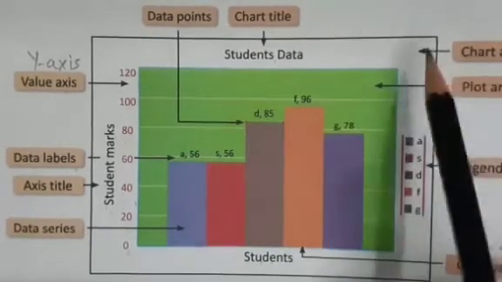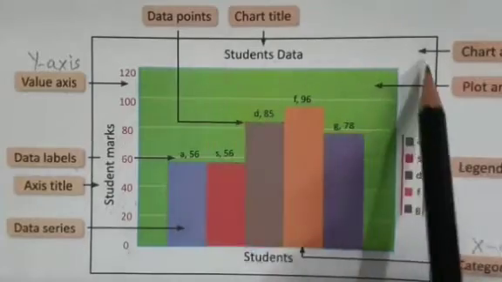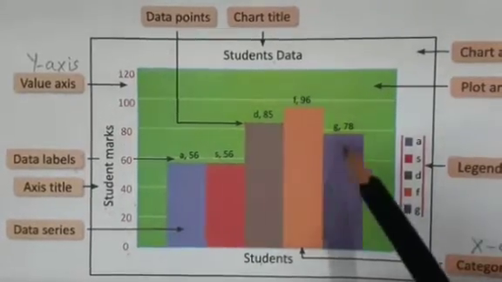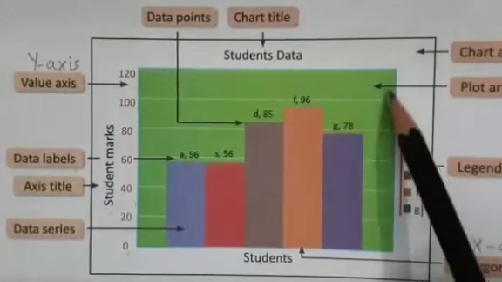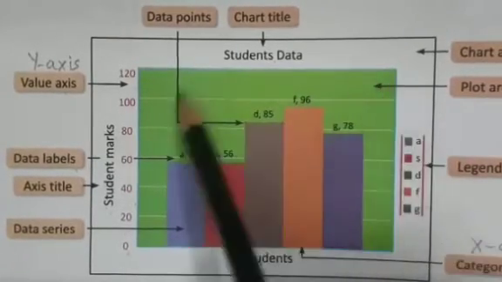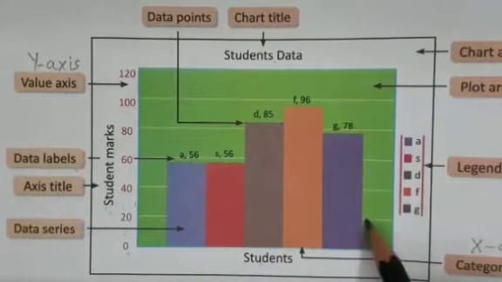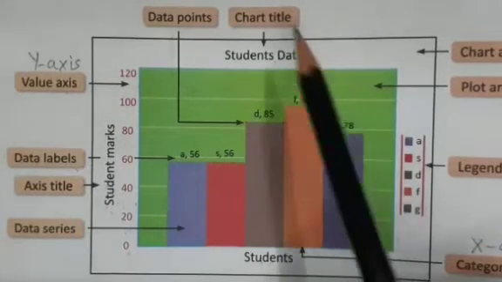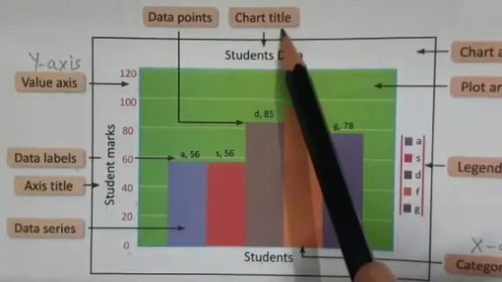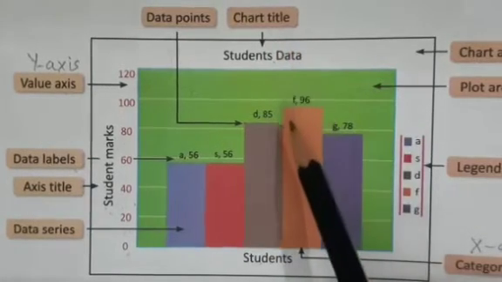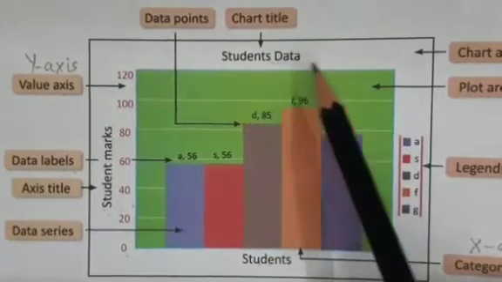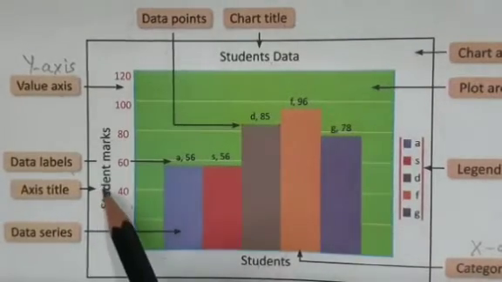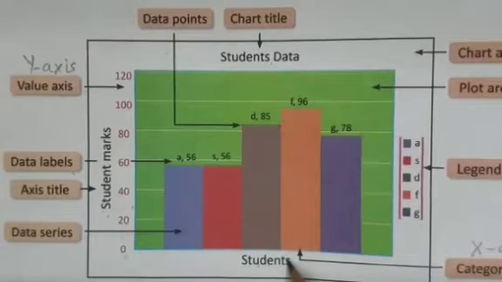Chart area. Chart area is the total region of a chart in which the chart is defined. Plot area. Plot area is that area in which the data is represented. Chart title. Chart title is the title given to the chart. Axis titles are the titles given to both y-axis and x-axis.